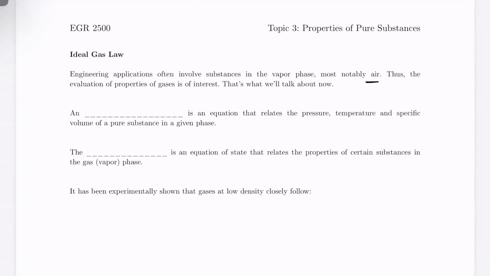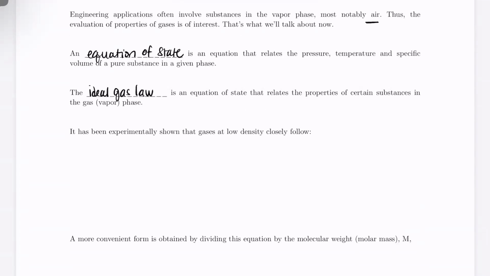So an equation of state is an equation that relates pressure, temperature, and specific volume of a pure substance in a given phase. And the ideal gas equation, or gas law, is an equation of state that relates properties of certain substances in the gas or vapor phase. It's been experimentally shown that gases at low density closely follow the following relationship.